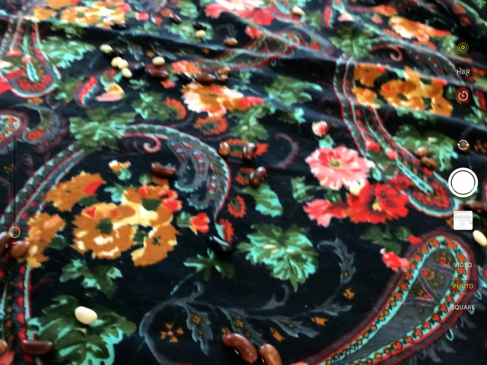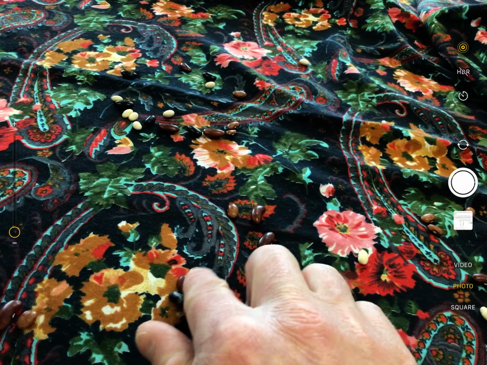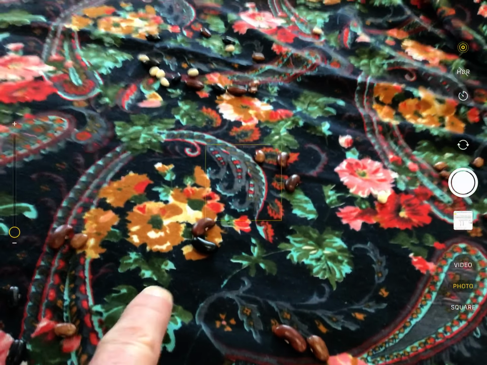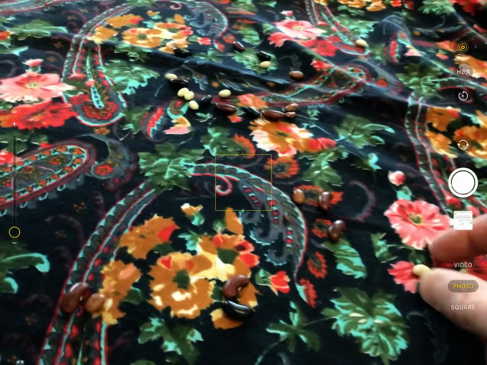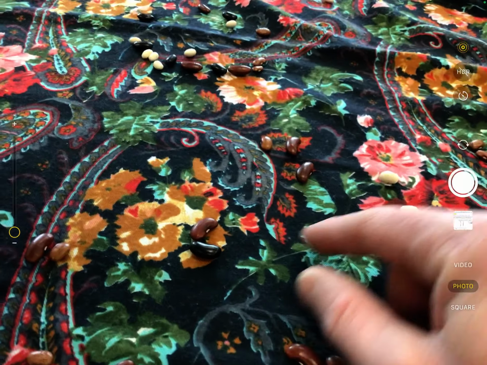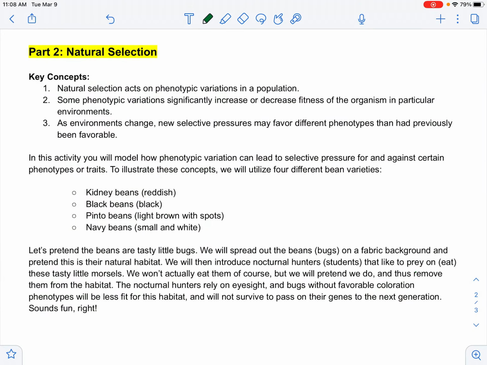And so this was a darker background. Some of the tables used a lighter background, which would have made things different. But in this darker background, I ended up with more of the darker colored beans surviving, and some of the lighter ones were easier to see, even though in some situations the navy beans were harder to see too, depending on where they were sitting on the tablecloth and so on. So we'll go ahead and do the write-up for that part.